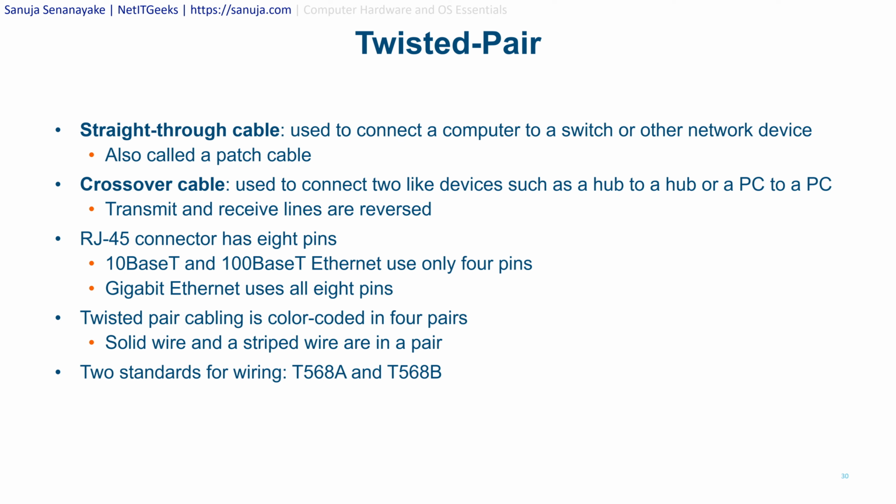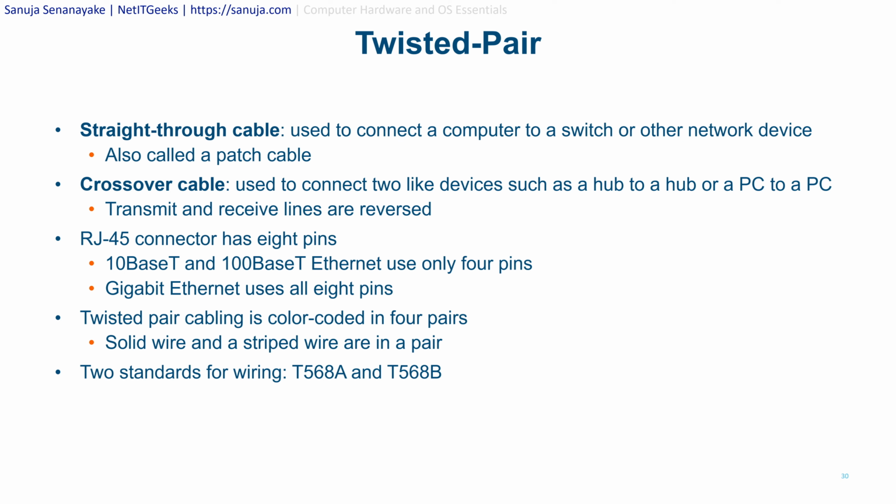In most cases, we would be using straight through cables, for the reason that those are the most widely connected devices, so unlike devices, right? So that's why we use straight through cables a lot in the industry. But what you need to understand is that the straight through cables are used to connect things like a computer to a switch or to a network device, while the crossover cables are used to connect like devices such as hub to a hub or a PC to a PC.